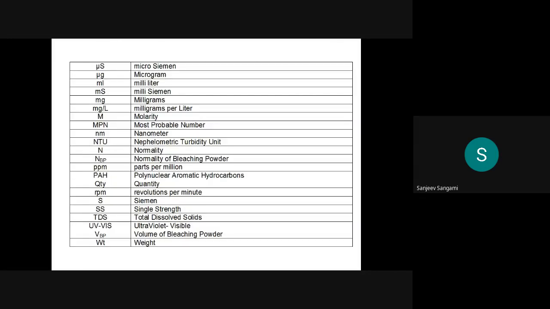Then again, some of the terminology, like microsiemens. This is the unit of conductivity. Normally, the unit of conductivity in our experiments is microsiemens per centimeter. We'll use this as microsiemens. Always use the units in the standard format only. Don't write it like "micro Siemens". It is wrong. You have to use this terminology only.